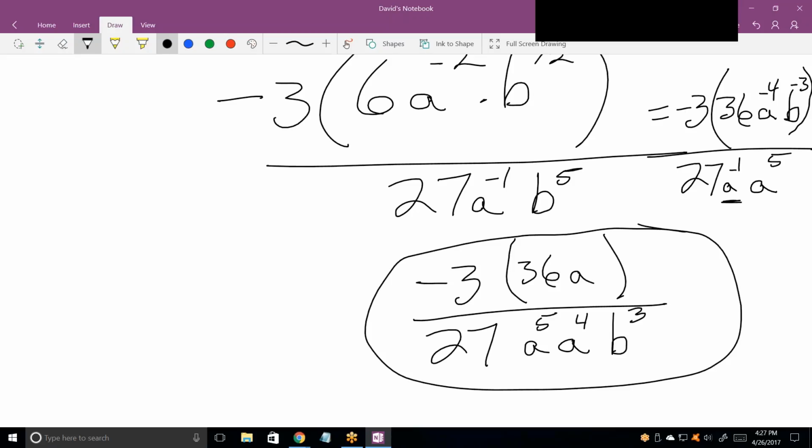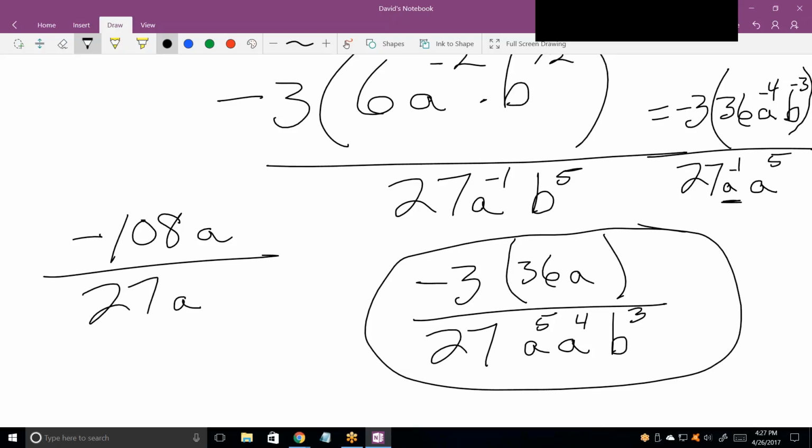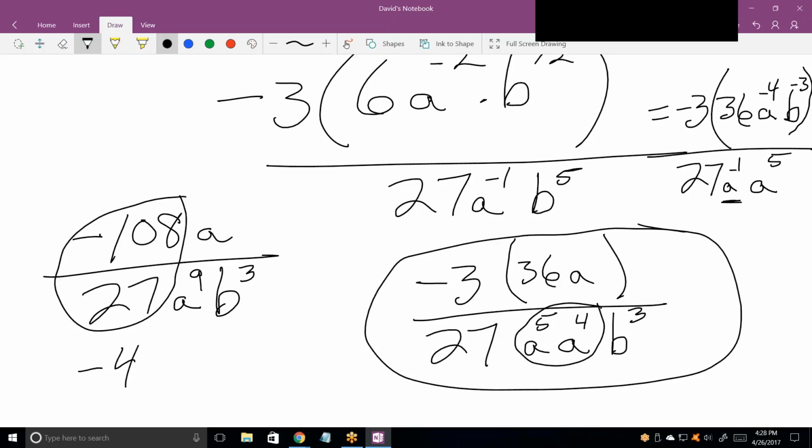Now, multiply the numerators, so you have minus 108a, all divided by 27a. I'm going to combine the a to the 5th and the a to the 4th to make a to the 9th. And then I got b to the 3rd. And you subtract the a. Well, that's right. But first of all, let's handle the numbers, then we'll handle the a's, and then we'll handle the b's. The number is minus 4. 108 divided by 27, there's a minus sign in front of the 108, so the number is minus 4.